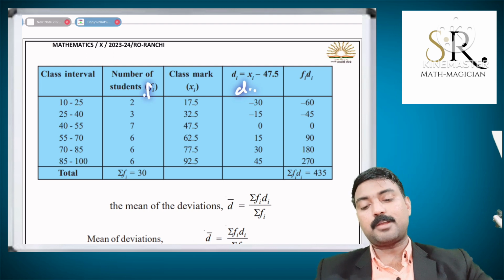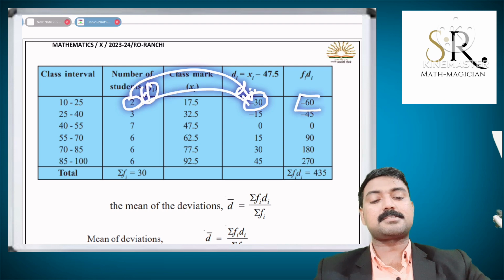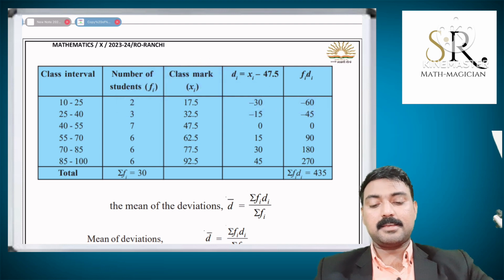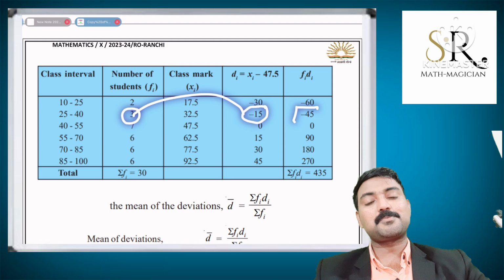Already we have the f values, frequencies. These two we can multiply. That means frequency into D, which is known as fD. So 2 into minus 30, minus 60. Similarly, the next frequency is 3. The next D is minus 15. 3 into minus 15 is equal to minus 45.